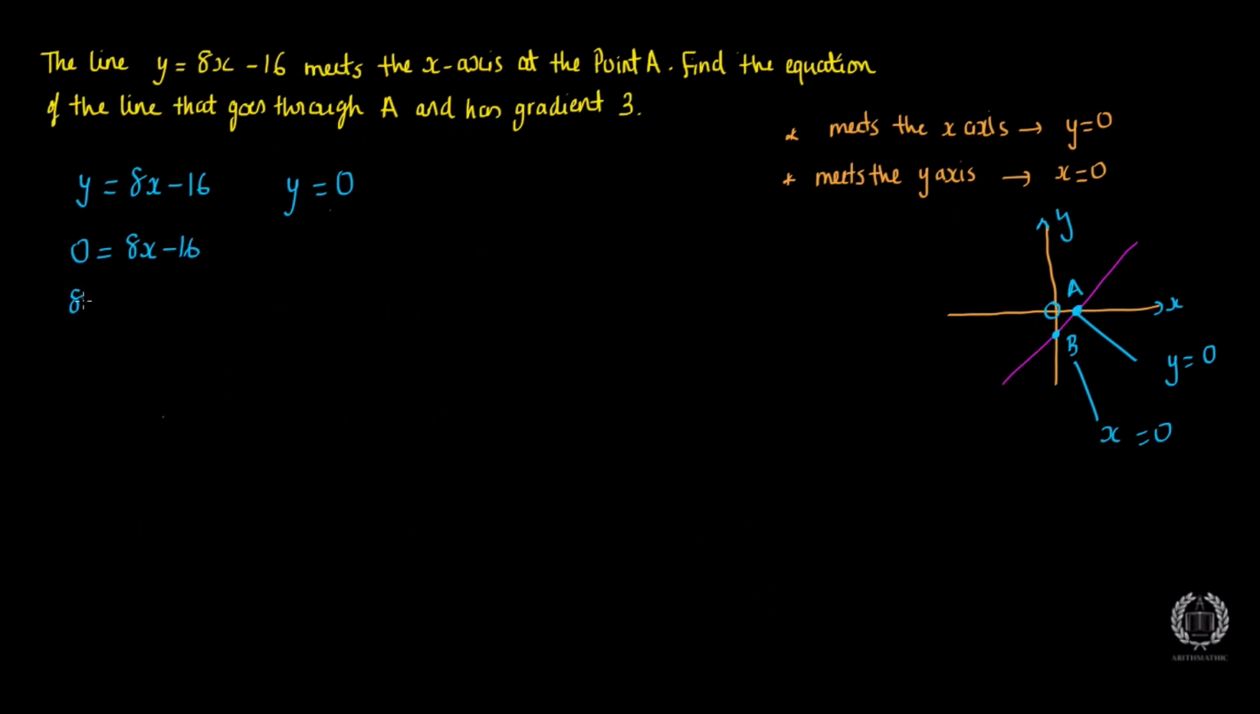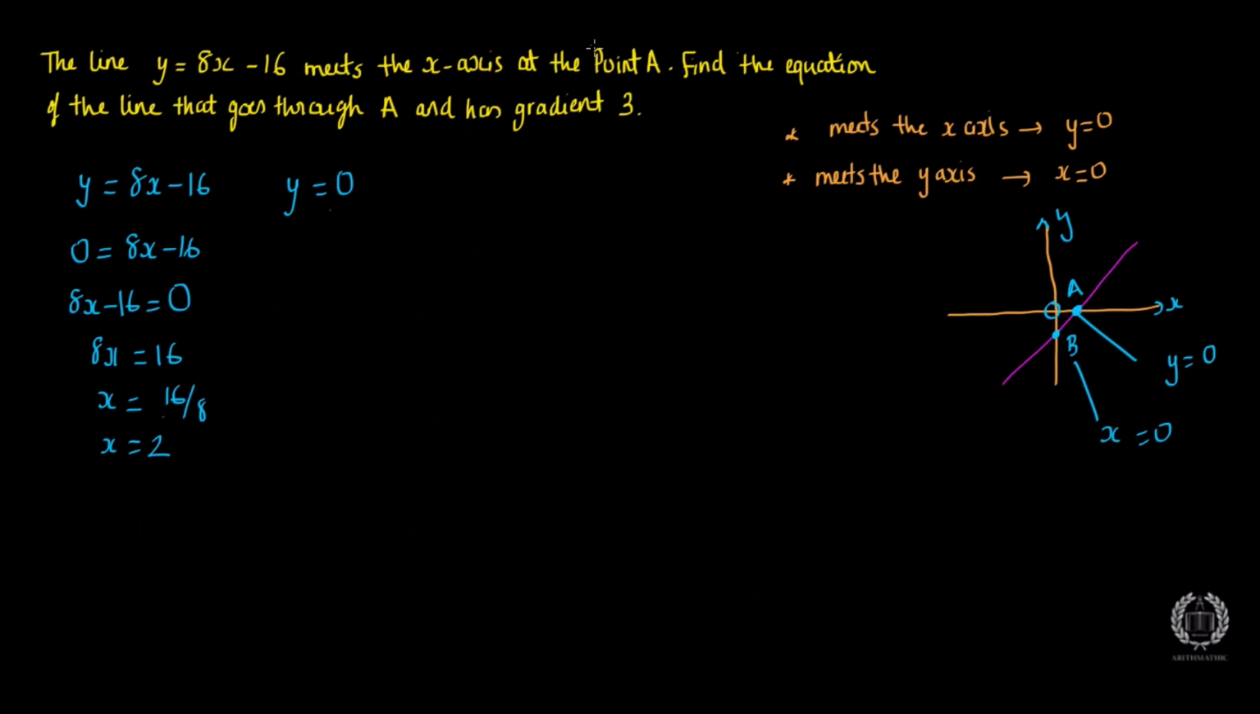I can rewrite this as 8x minus 16 equals 0. If you bring minus 16 to the other side, it becomes positive 16, and x equals 16 divided by 8, which is 2. So I got my x coordinate 2, and I know my y coordinate, which is 0.